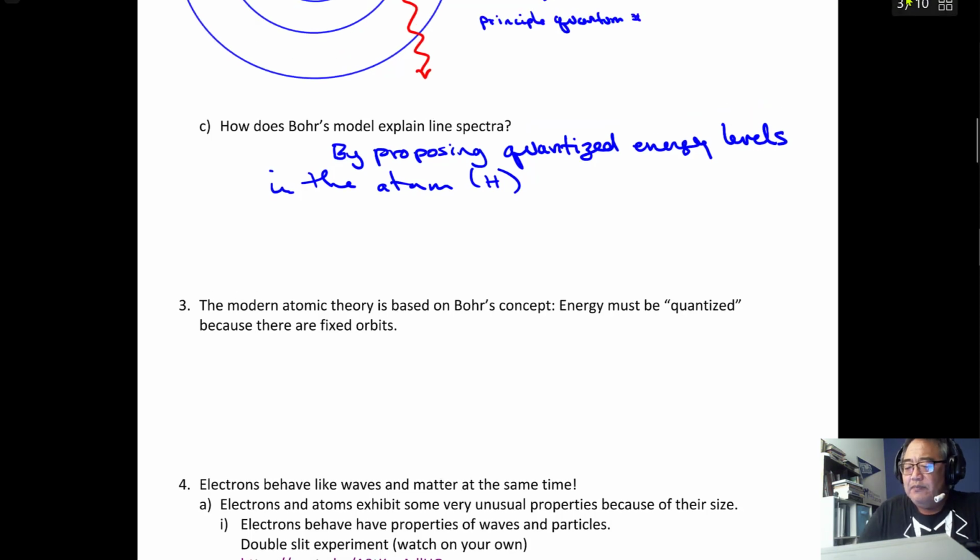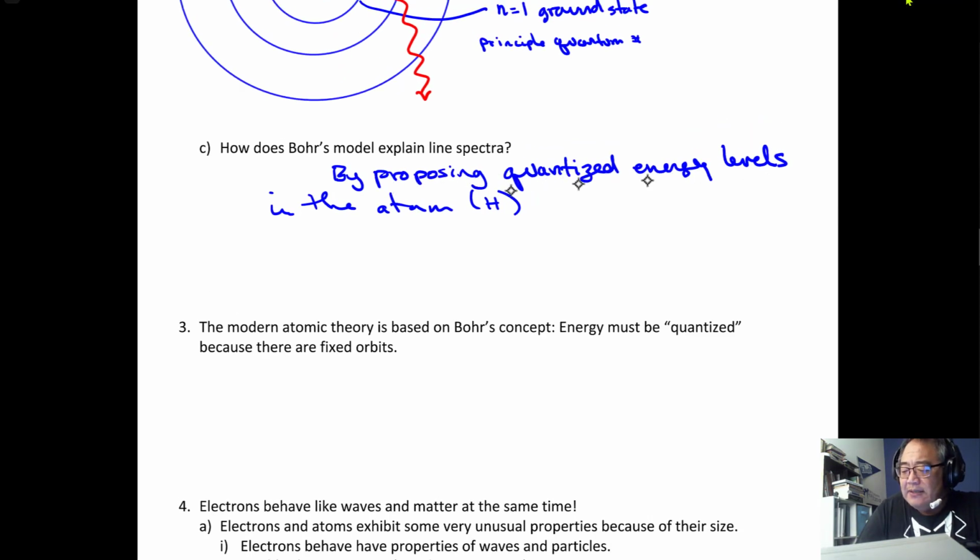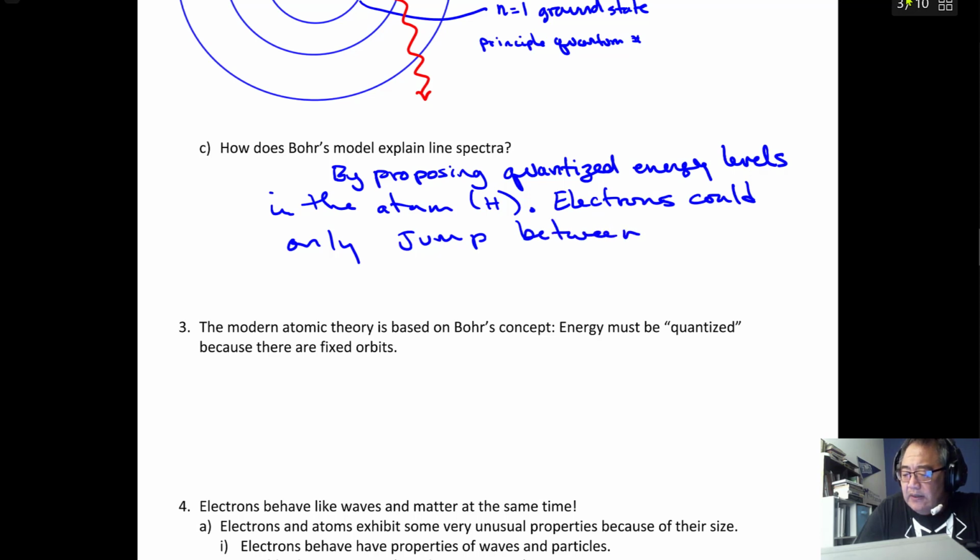So Bohr proposed quantized energy levels in an atom, and the electrons could only jump between levels, producing discrete energies of photons.